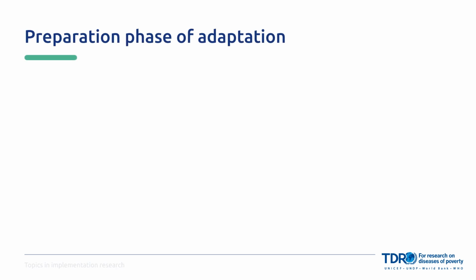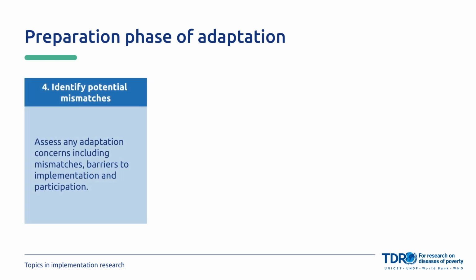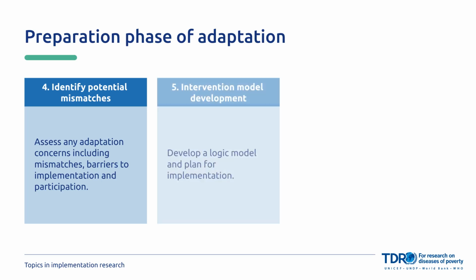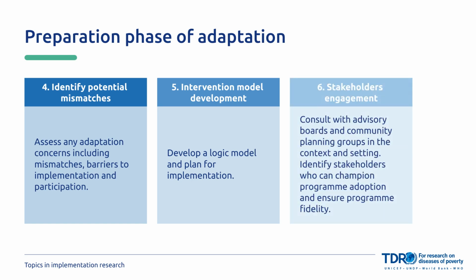We then move into the preparation phase. Identification of potential mismatches. Assess any adaptation concerns including mismatches, barriers to implementation and participation. Intervention model development. Develop a logic model and plan for implementation. Establishment of networks and stakeholders. Consult with advisory boards and community planning groups within the context, and identify stakeholders who can champion program adoption and ensure program fidelity.